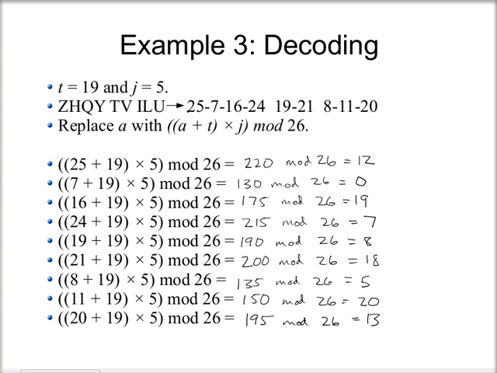So now I can replace my numbers with the new numbers. So 25 is going to become 12. 7 becomes 0. 16 becomes 19. And 24 becomes 7. 19 becomes 8. And 21 becomes 18. 8 becomes 5. 11 becomes 20. And 20 becomes 13. So those are the numbers for my decoded message, and now I just have to go back to my chart here and find what letters those correspond to.